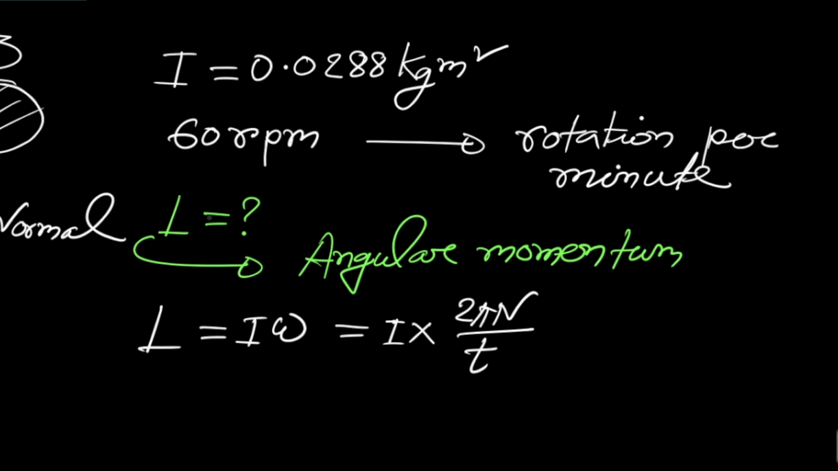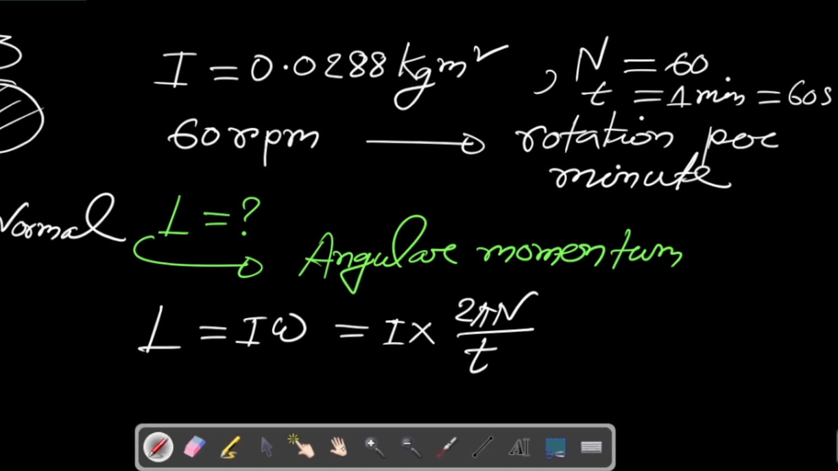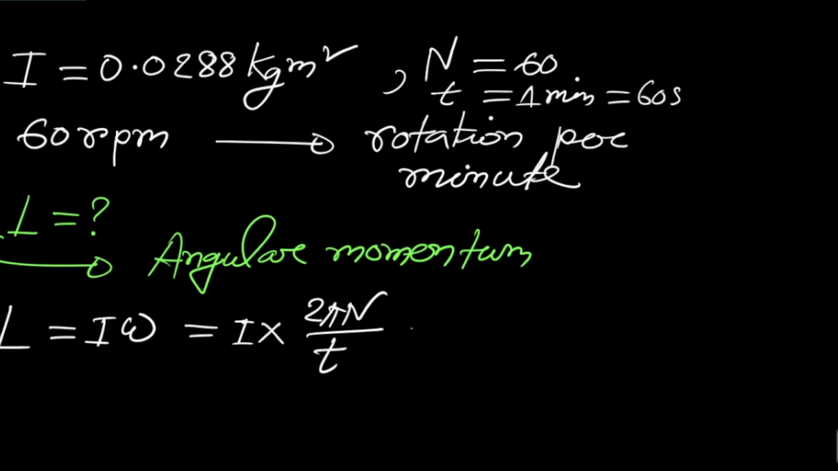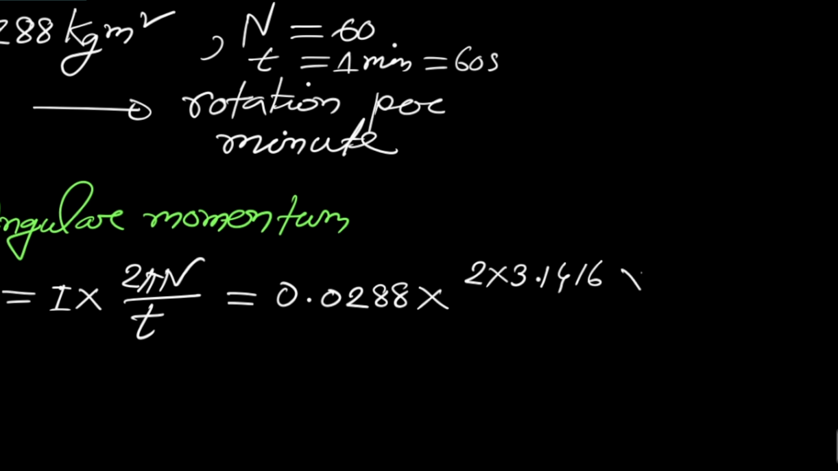Why do we write this? Because 60 rpm gives us the message that the number of rotations is 60 and the time is 1 minute. 1 minute means 60 seconds. Now our duty is to put the values here. We already found the moment of inertia, 0.0288, into 2 into 3.1416, and number of rotations 60 divided by 60.